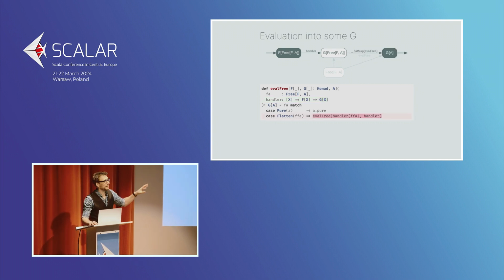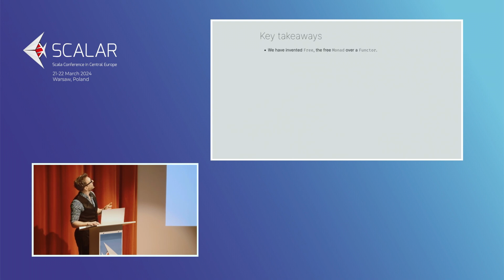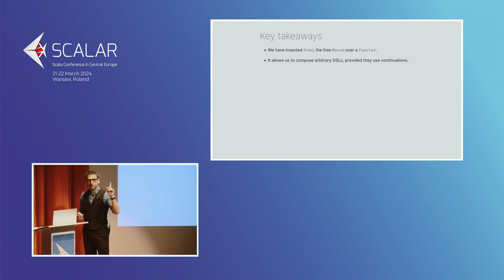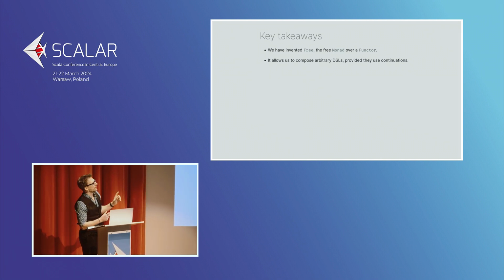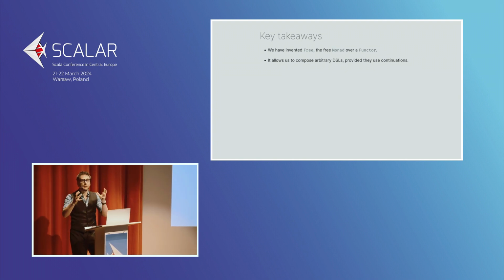We know how to evaluate it. This is the implementation. So what have we learned? We've learned that Free, we have invented Free, the free monad over a functor. And we found that it was very useful to compose arbitrary DSLs, provided they use continuations. So hang on, arbitrary DSLs. That's probably not what I should have written. Given one DSL, any DSL, if you encode it using continuations, you can chain it, and it allows you to compose elements of the DSL. That is what Free is for.